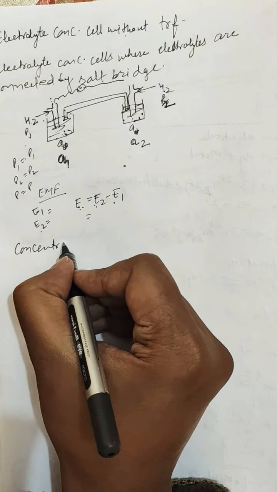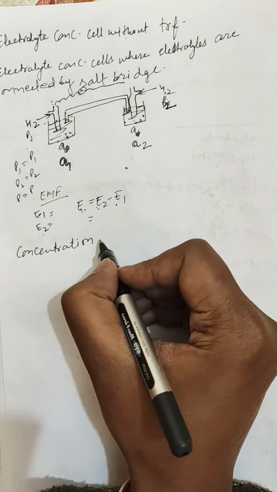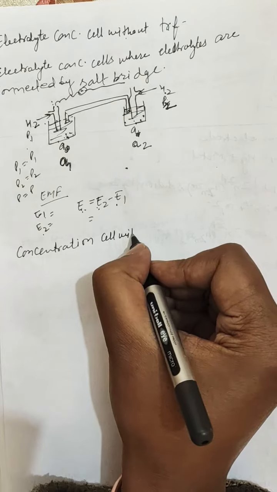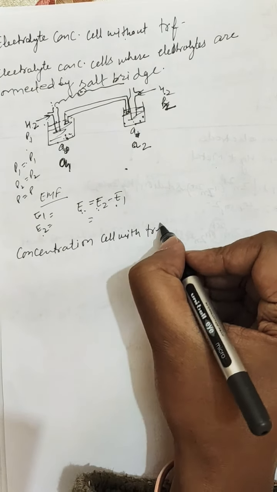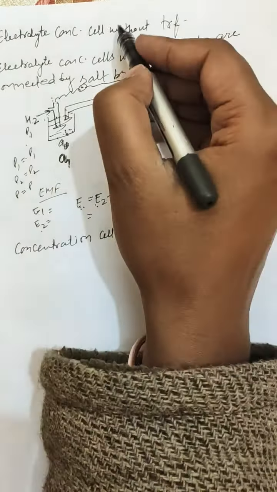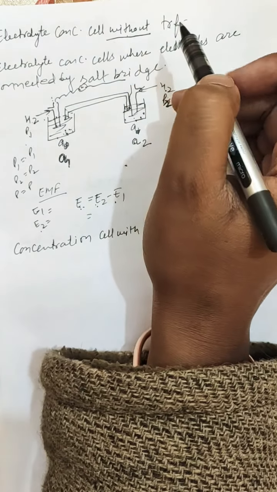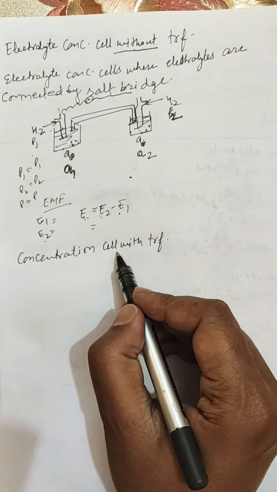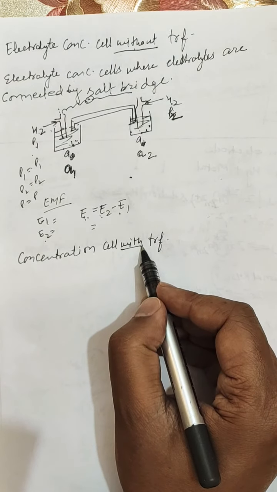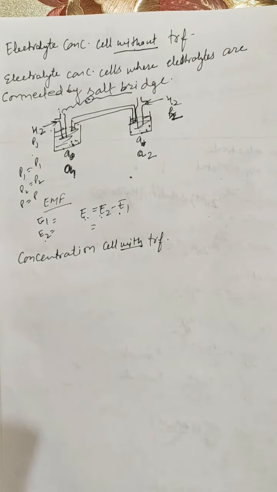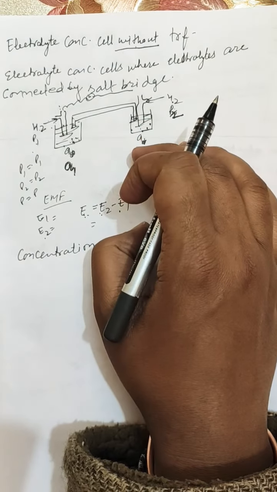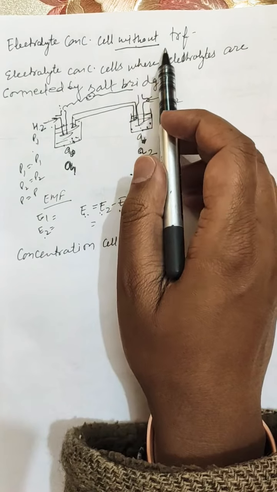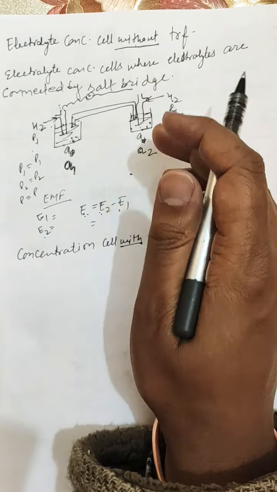Concentration cell with transference. So till now we have studied all the cells that were without transference, and next time we will study the concentration cell with transference. You just derive the expressions for the different cells without transference, and if you find any problem, then do contact me.